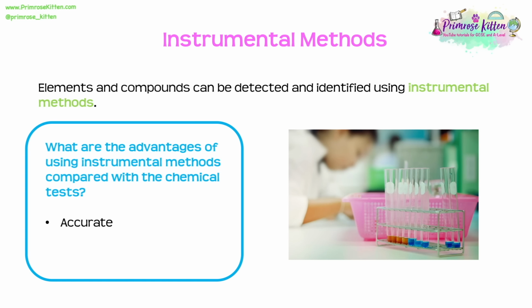Imagine the test for halide ions. You've got a white precipitate or a cream precipitate or a yellow precipitate. It could be very reasonable to assume you could misjudge those colours. However, an instrumental method wouldn't do that.